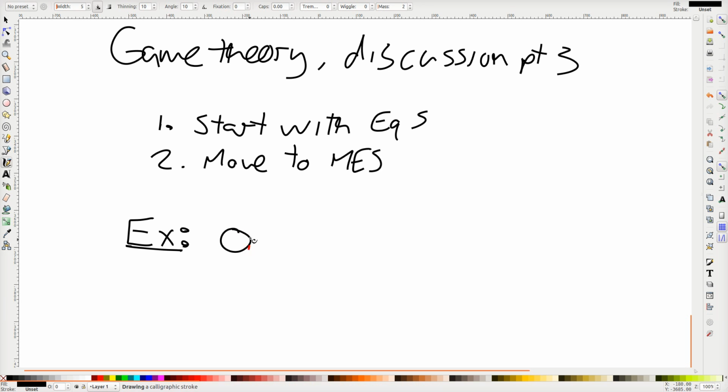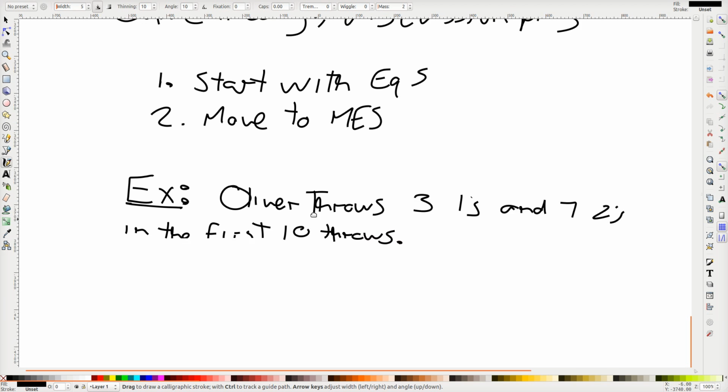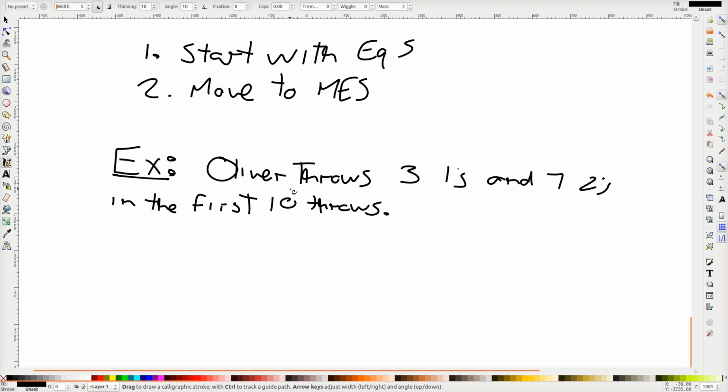And so let's say he throws 3 ones and 7 twos in the first 10 throws. Alright, so what should you do? Well, first let's do the robotic thing, and let's show how to systematically figure out what to do.